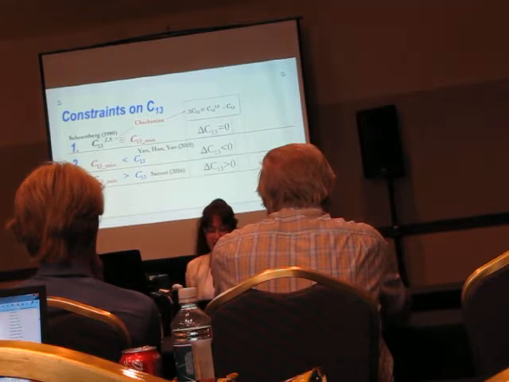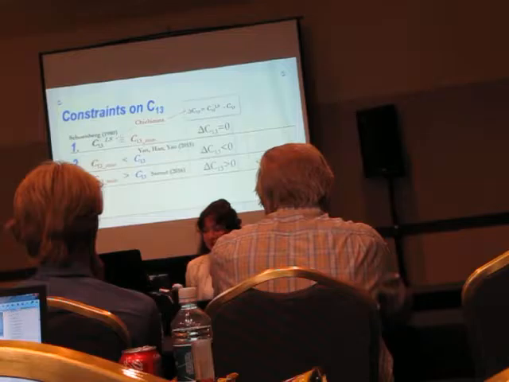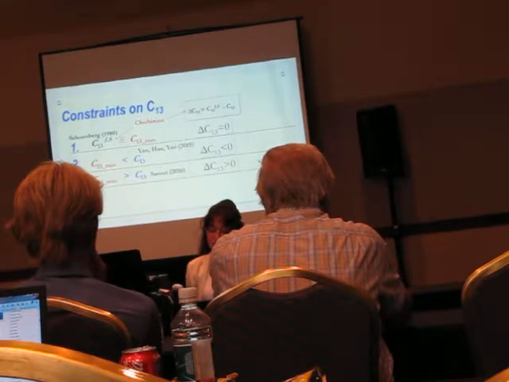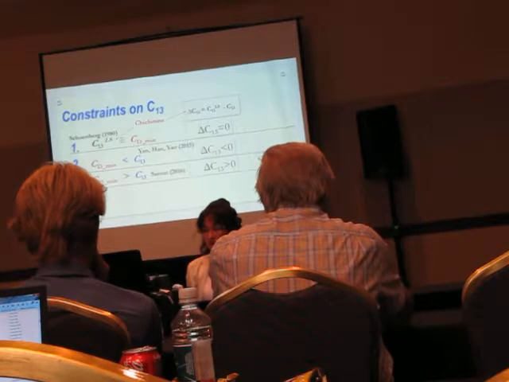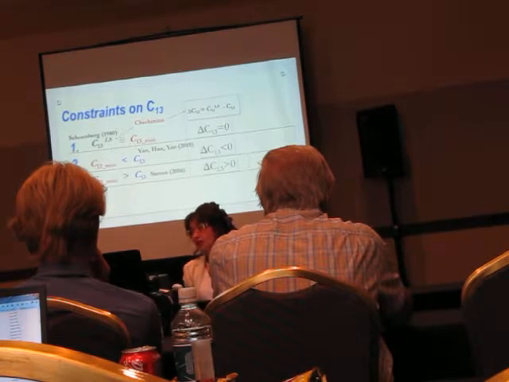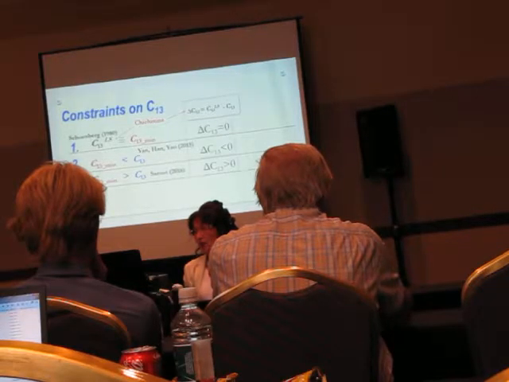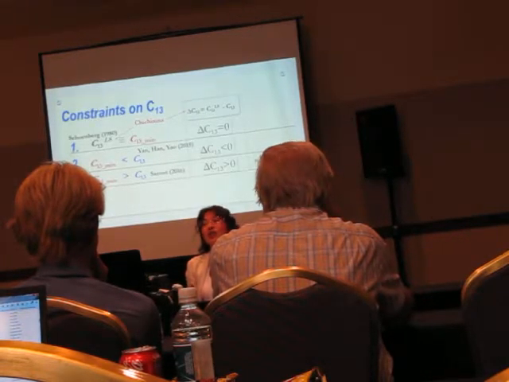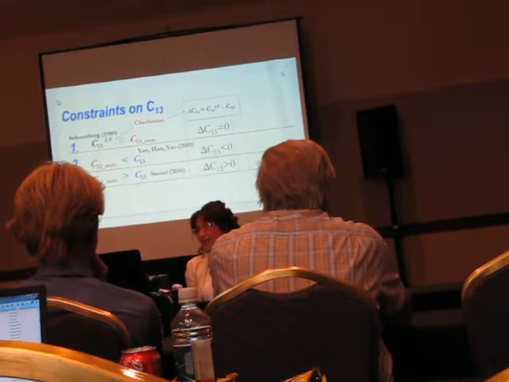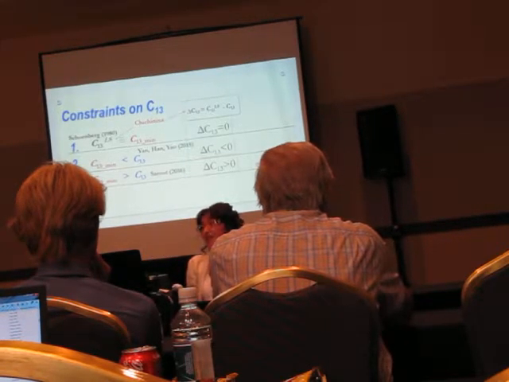By this table, I summarize what we have. There are three different constraints for the C13. The first is Schoenberg's restriction on the C13 for the linear slip model. Note this zero delta C13 parameter for this case, because these two C13 coincide. I mean, Schoenberg supposed that C13 must be equal to his C13 linear slip, and therefore the difference between them is supposed to be zero.